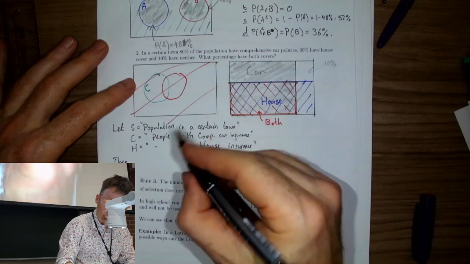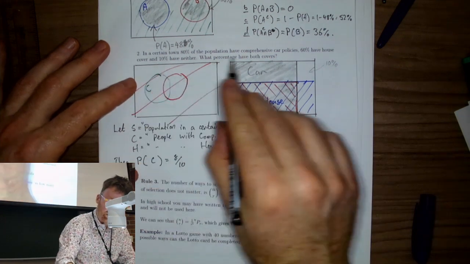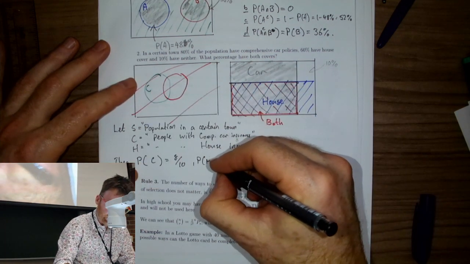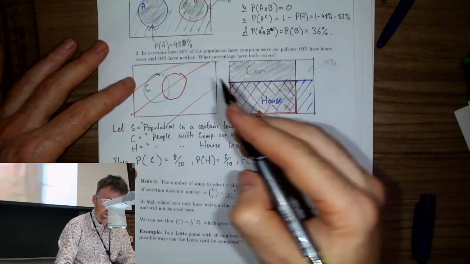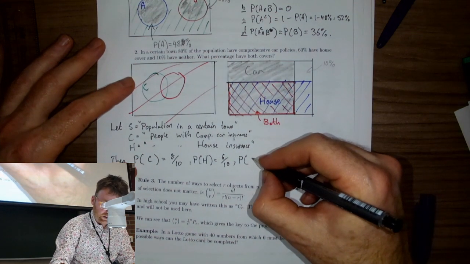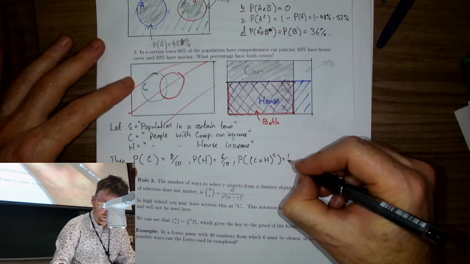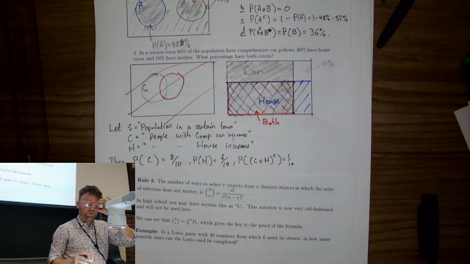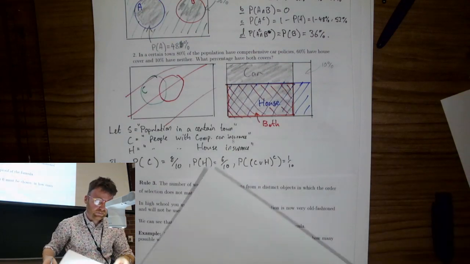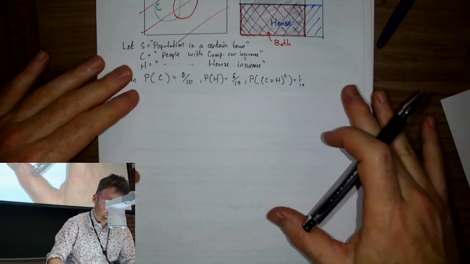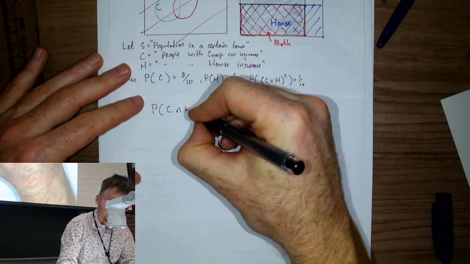Well, we get told that a certain percentage, the probability, if you like, of C is 8 over 10. The probability of H is 6 over 10, and the probability that you don't have either of these things, so that's the probability of the complement of C union H, is that much. And I now want to know what the intersection is. So the probability of C intersect H.